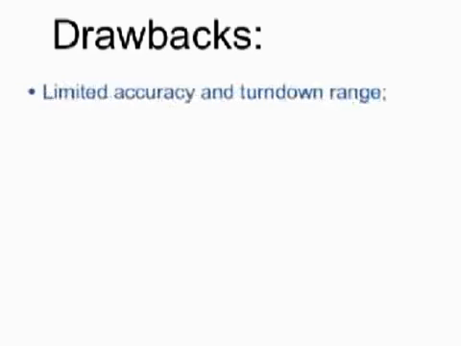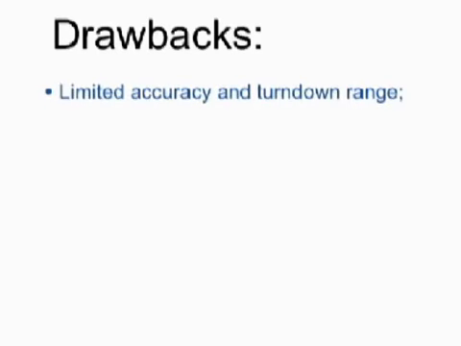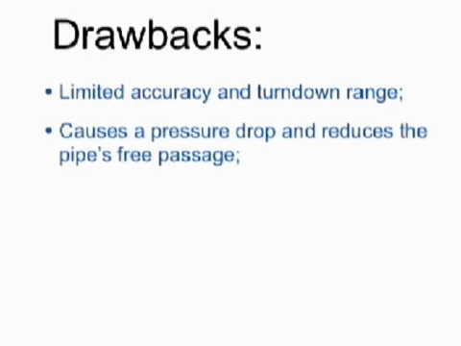Of course, there are drawbacks too. It has limited accuracy and turndown range. If high precision is your primary objective, there are probably better technologies. The orifice causes a pressure drop and reduces the pipe's free passage. As sensor technologies go, this is one of the more invasive. Ultimately, accuracy and turndown are related to pressure drop. In other words, the more accuracy and range you need, the greater pressure drop you'll have to tolerate.